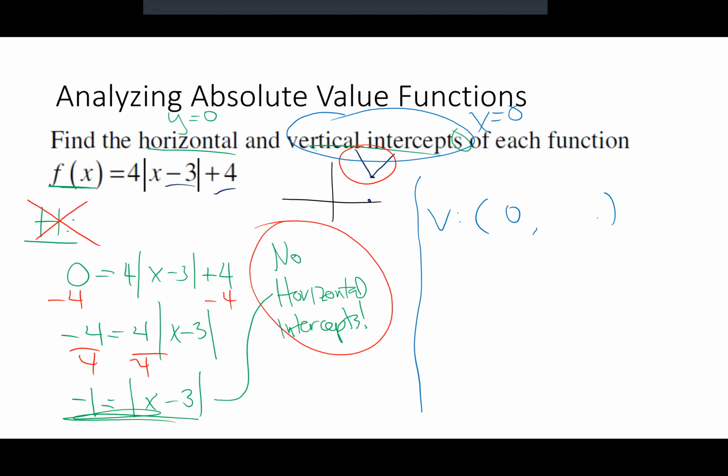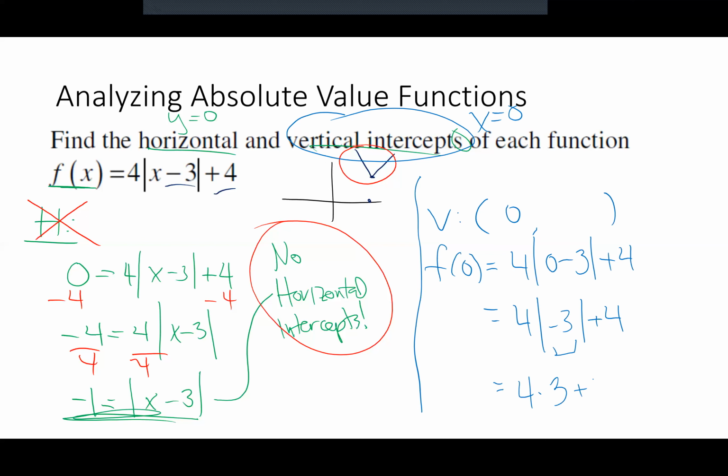Now I just need to find the y values. So f of 0, okay. So I get 4. Well, 0 minus 3 is negative 3. Now, how far away from 0 does negative 3 live? 3 units. So 4 times 3 is 12, plus 4, 16, 16. Okay. Functionally speaking, when there's a negative number inside of the absolute value brackets, that negative number becomes positive, and if it was positive, it stays the same. Okay.